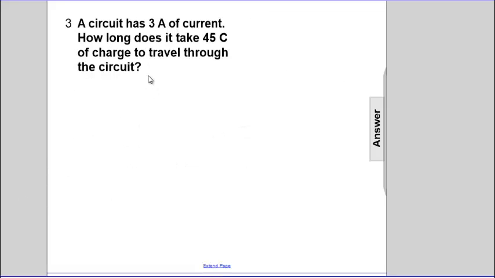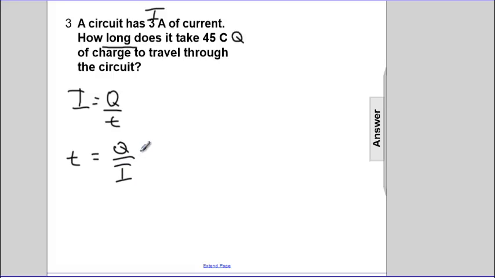This circuit has a current I of 3 amps. And the question is, how long does it take 45 coulombs? That's the charge. So I'll write Q to travel through the circuit. Given that I is Q divided by T, we're going to solve for how long that's T. Time will be how much charge Q travels every second divided by how much current there is I.